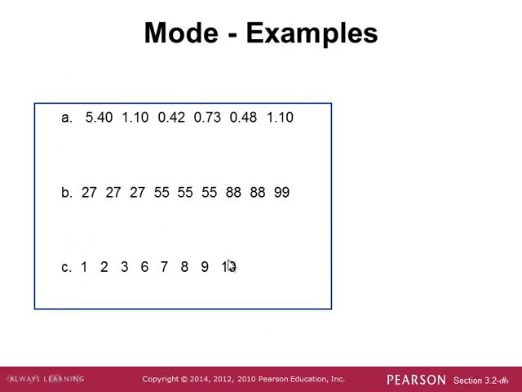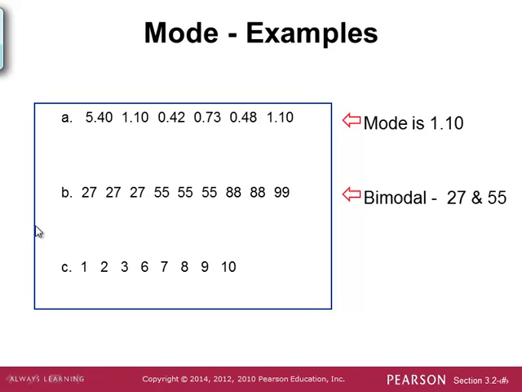So, focusing just on numbers, if you have this data set here, are there any numbers repeated? And the answer is yes, it's 1.1. And 1.1 is the data value that appears the most. What about the second data set here? And the answer is there's two modes, 27 and 55, because each value is repeated 3 times. And then for part C, there's no mode because there's no value that's repeated.